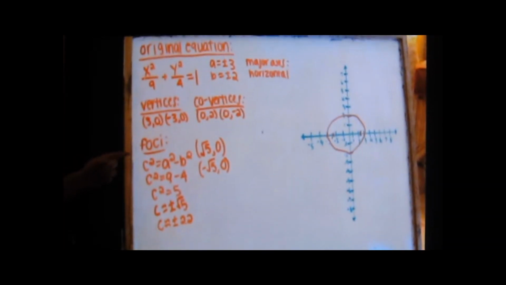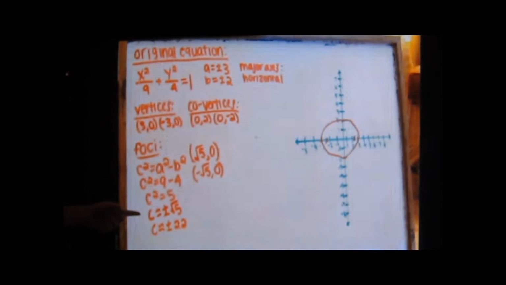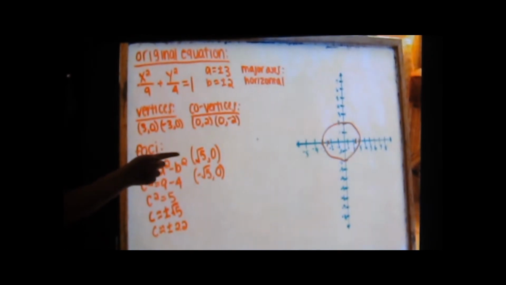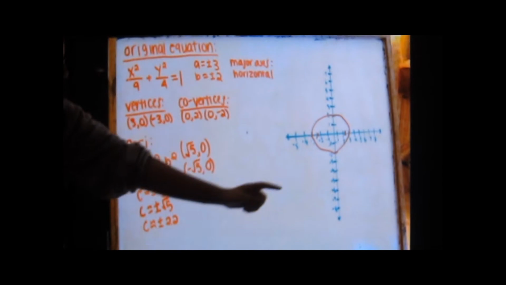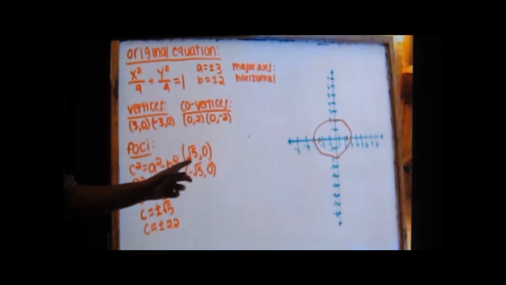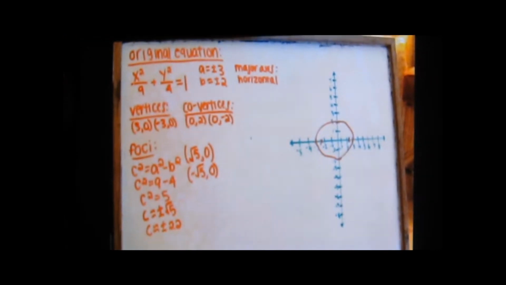To find the foci, you do c squared equals a squared minus b squared and solve to find c. In this case, c is plus or minus root 5. So that means the foci are (root 5, 0) and (negative root 5, 0). Then you graph the vertices and the co-vertices on the opposite side, and then graph your foci and then connect your co-vertices and vertices to create your ellipse.